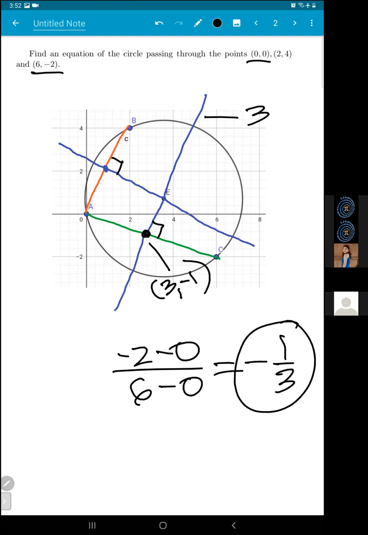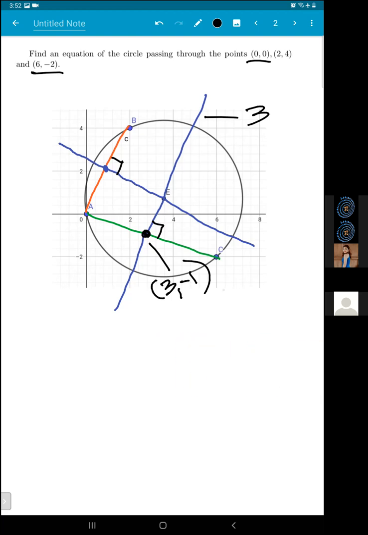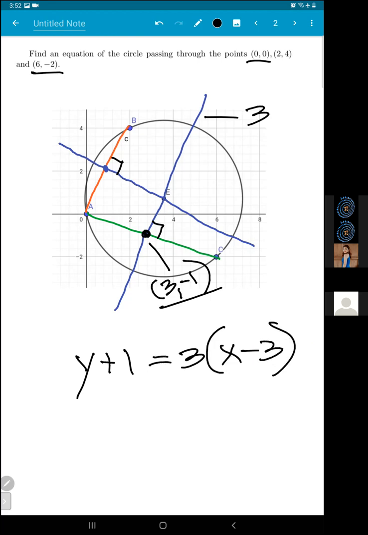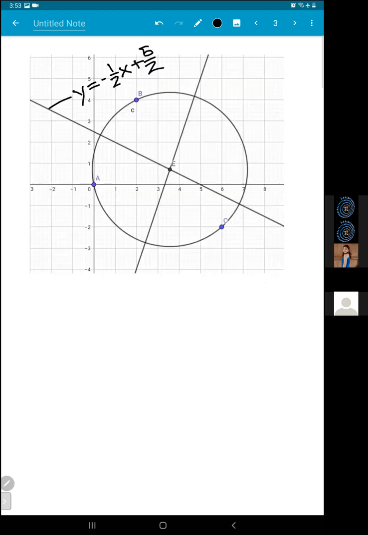So you have the slope, you have a point on that line, then we write its equation using point slope form. We have y plus 1 equals 3 times x minus 3. Or y equals 3x minus 10. And that's this one here. So what do we have? Two lines passing through the center of the circle.